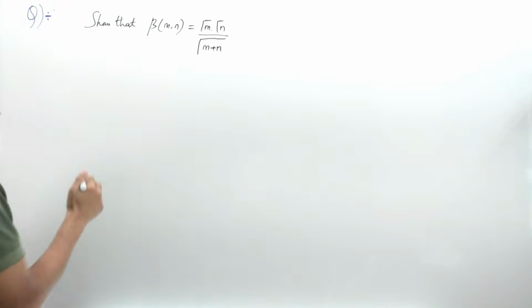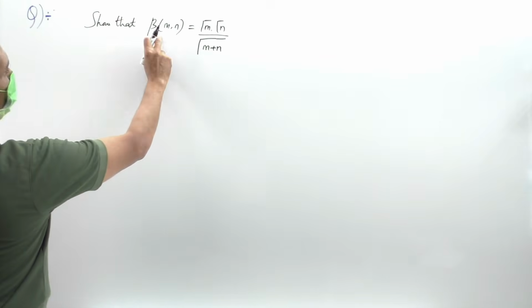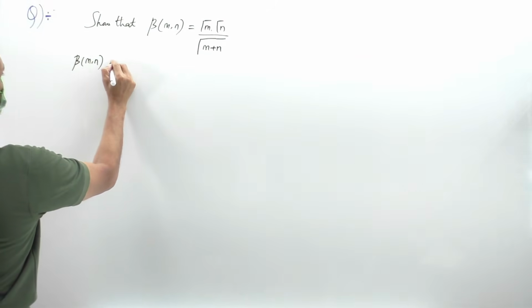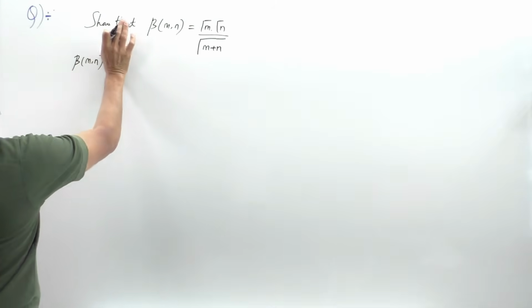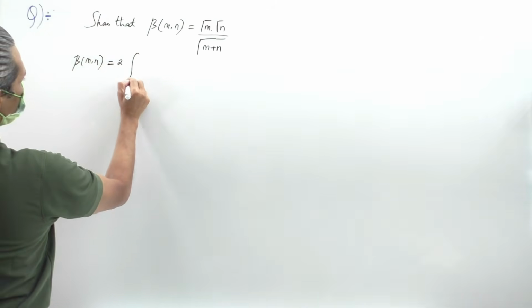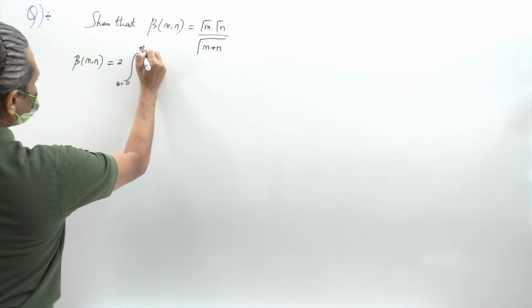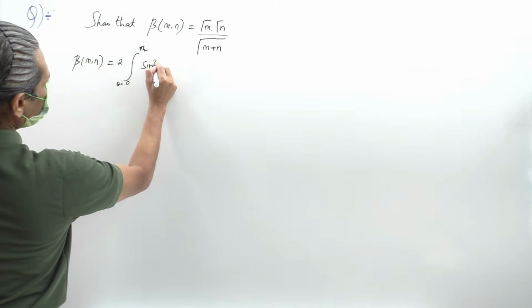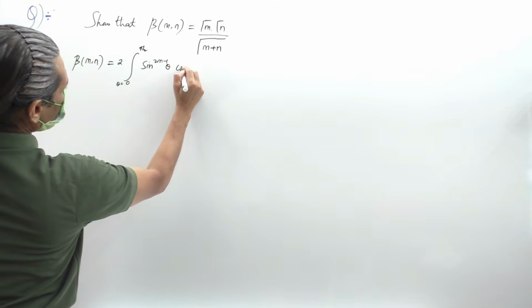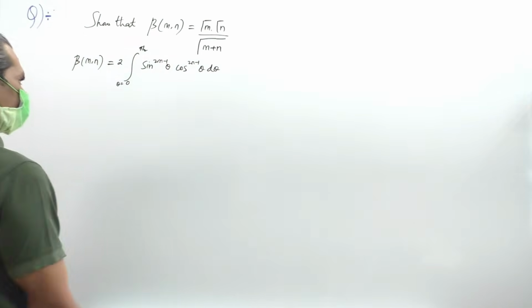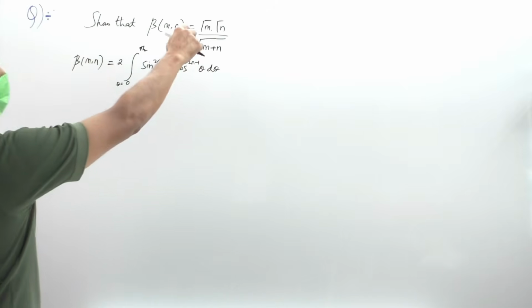Fine. Now see, first how to start. There are formulas for beta and gamma. We need beta m comma n. The formula for beta m comma n is the integral from 0 to pi by 2, theta from 0 to pi by 2, of sine raised to 2m minus 1 theta into cos raised to 2n minus 1 theta d theta. Then we need gamma m and gamma n.